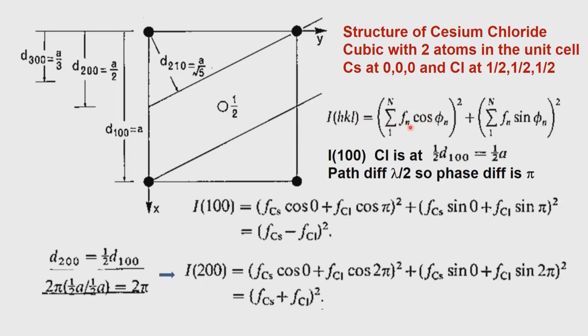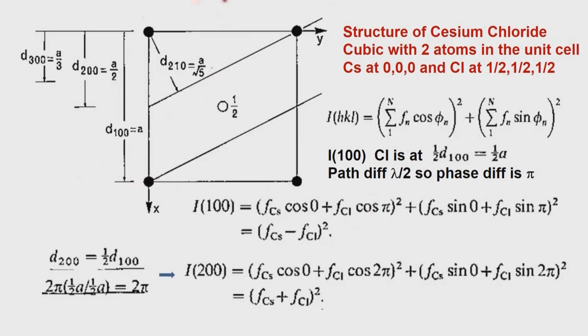It depends upon where the atom is. The phase associated with it will depend upon where it is sitting. In this particular case, the chlorine atom is at 1/2 1/2 1/2 and the cesium atom is at 0 0 0. So let us calculate the contribution to intensity 1 0 0. The distance d HKL is d 1 0 0, which is equal to a, the cell dimension. So we are considering the plane which is passing through the value of d 1 0 0.